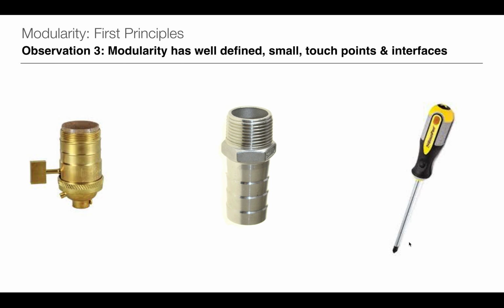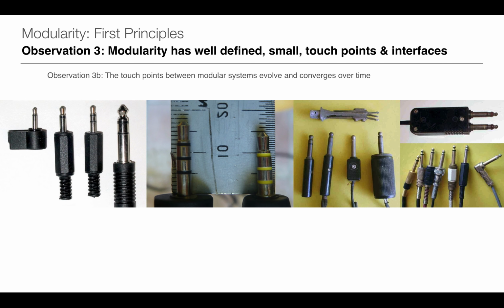One sub-consideration is that these touch points between modular systems evolve and converge over time. And so something as straightforward as the audio jack or the phone jack underwent considerable evolution and convergence over the last century, different sizes, lengths, versions, and capabilities. And older audiophiles will talk about in the past being unable to connect different parts of their stereo system together. And that's because the different manufacturers used different inputs and outputs.